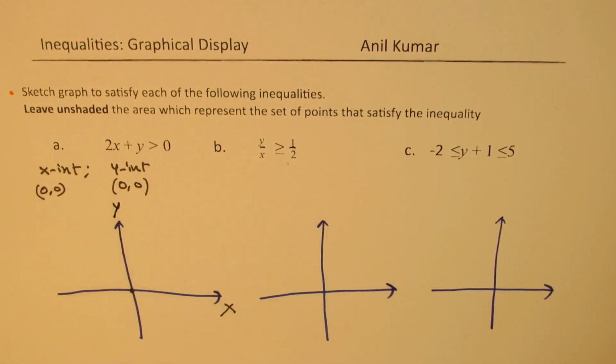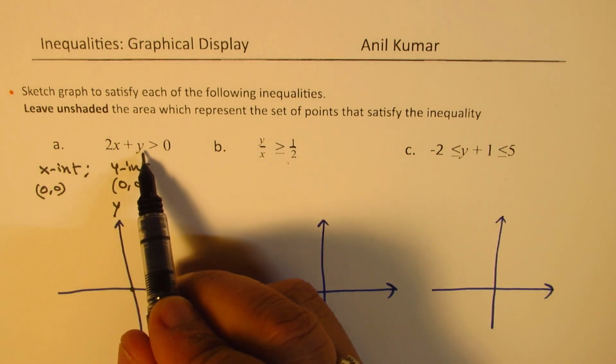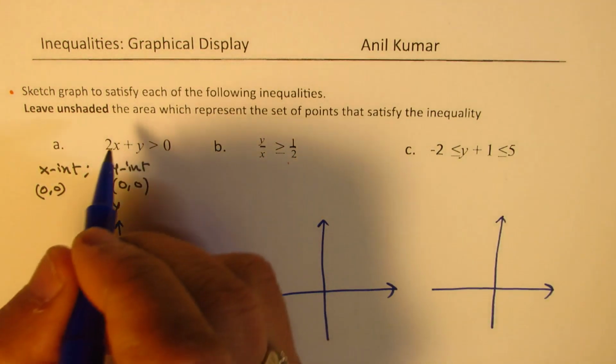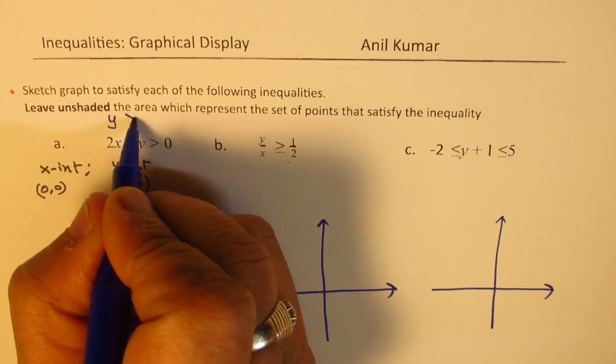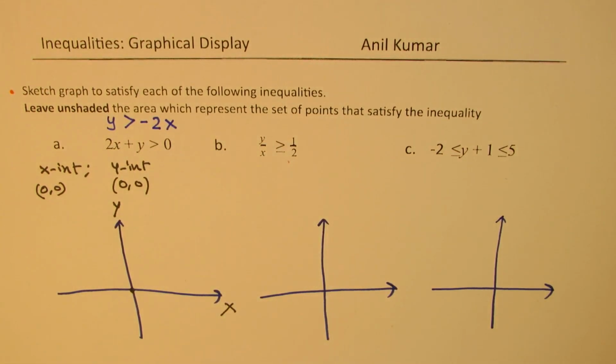Now how do I get the next point? Just assume some value of x and figure out what y is. That is one way. The second way is that you could rewrite this as y is greater than minus 2x. So rearranging could always be a good option, right? Definitely, we have a slope of minus 2. In this case, the line is falling down. As you move from left to right, it is decreasing.